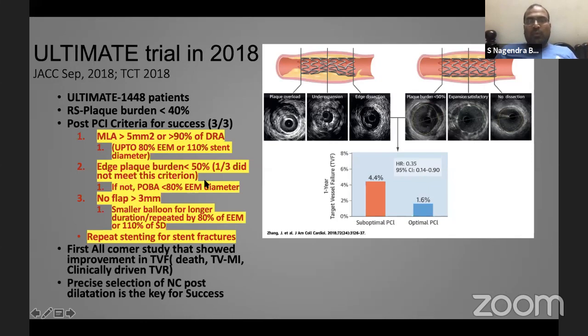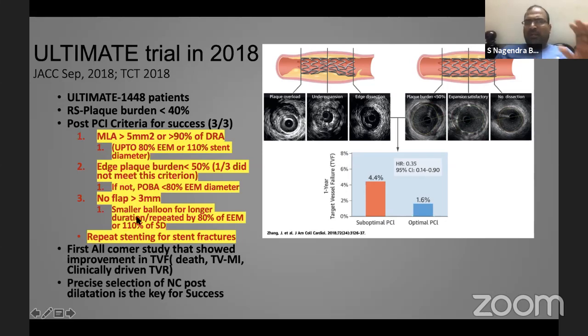This is a new concept that they have proposed. Till that point, before 2018, no one was looking at it. It is not only the site where the stent is going to land, it is the site 5 millimeter proximal and 5 millimeter distal. The vessel wall reacts within this segment. So they went up to this segment to say that we have to have proximal 5 millimeter and distal 5 millimeter to the stent with less than 50% plaque burden, and there should not be any flap which is more than 3 millimeter.